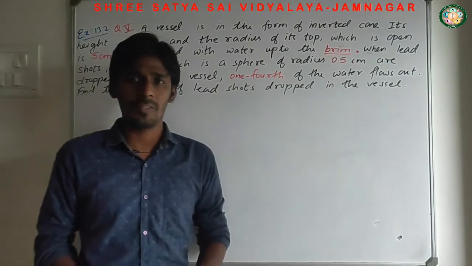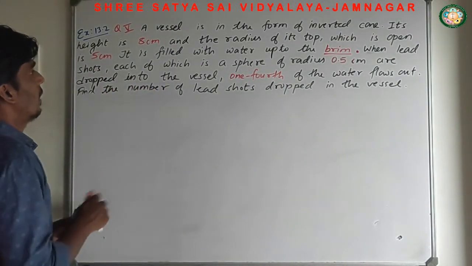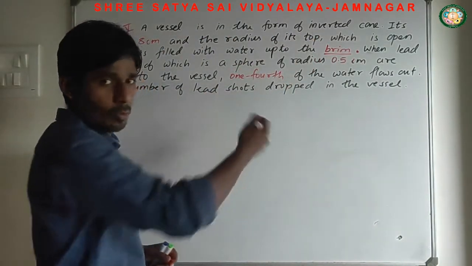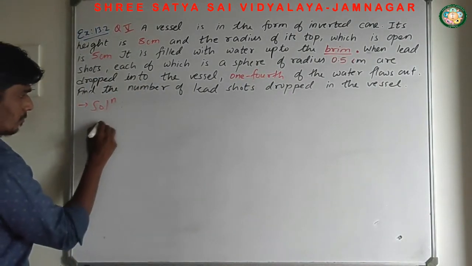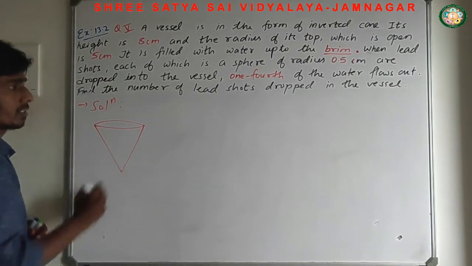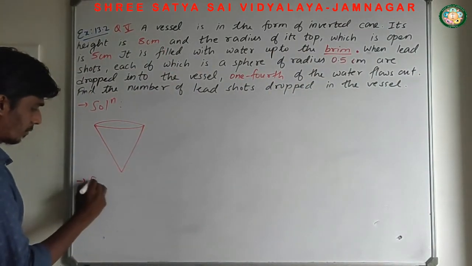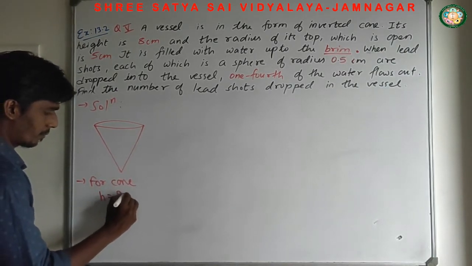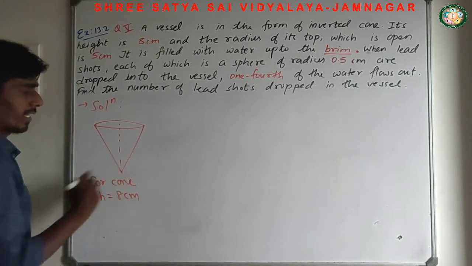Let's start with question number 5 of 13.2. So from the statement, a vessel is in the form of an inverted cone. Inverted cone means ulta cone hai. So let's draw the diagram for the solution. So a cone, this is the cone. Its height is 8 centimeter. So for the cone, its height is 8 centimeter, meaning this perpendicular height is 8 centimeter.